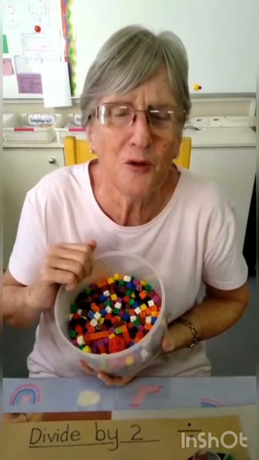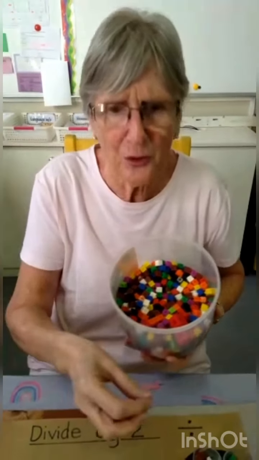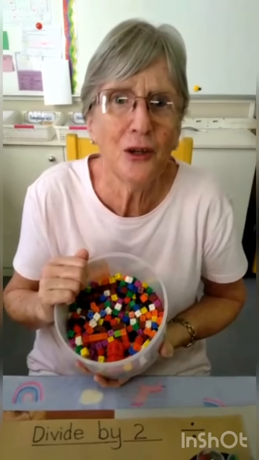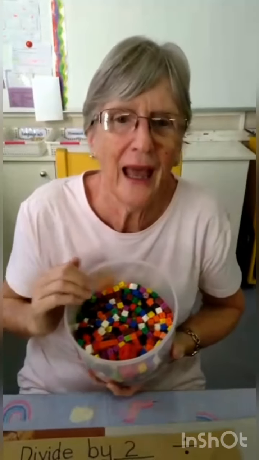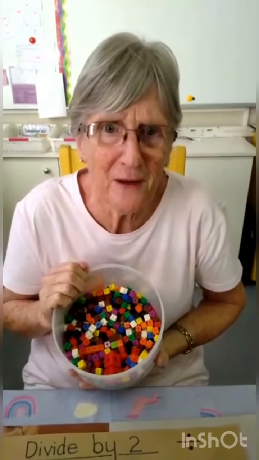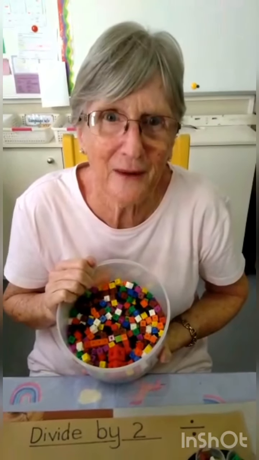You could use some dry beans from the kitchen and do your own little sums in groups of 2, into 2 equal groups, and just have a bit of fun dividing by 2. I hope you've learnt a little bit about divide by 2.